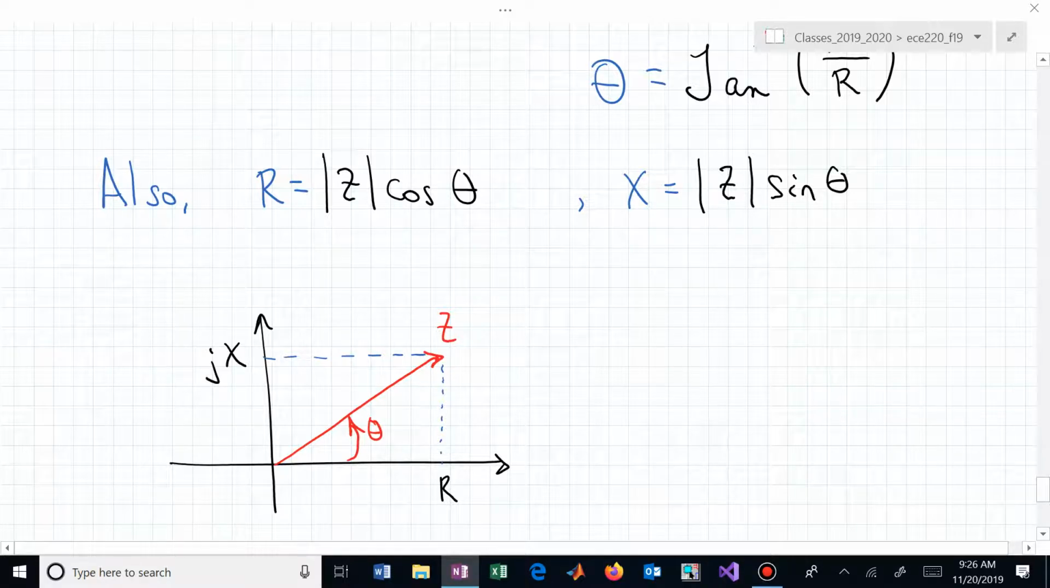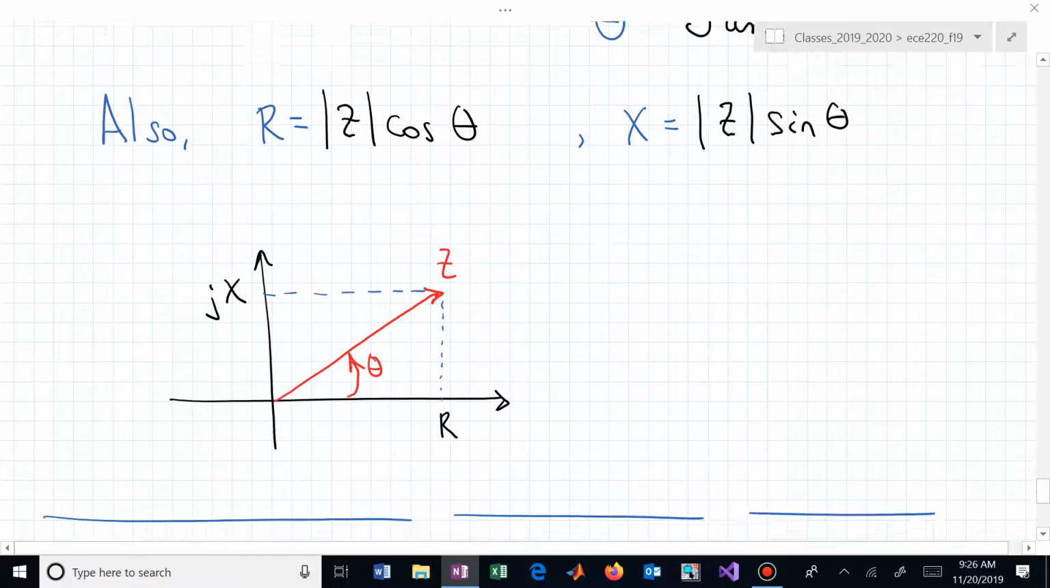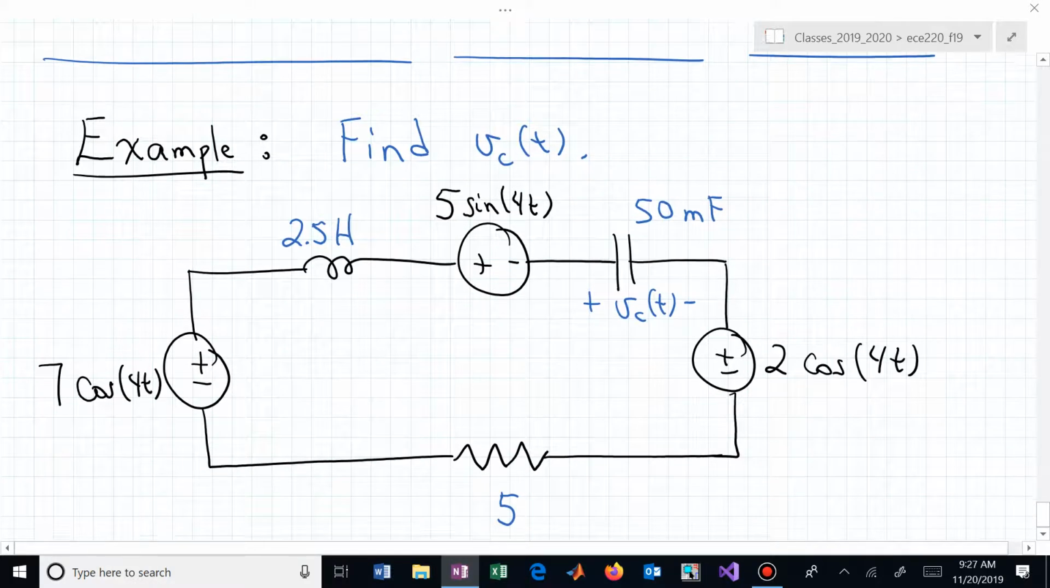Depending on what you're given, you can now find many different quantities of interest. What's the magnitude of your impedance? What's the angle of your impedance? What's the sign of that angle? That gives you important information. Let's now try out these skills.